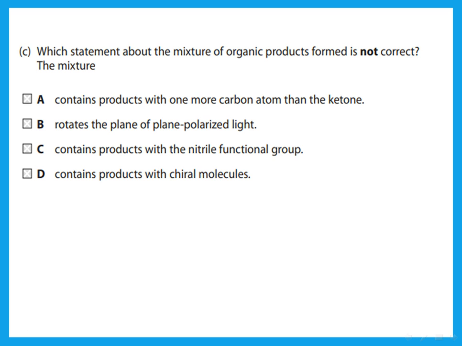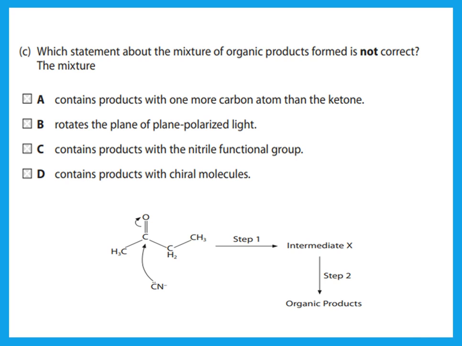Which statement about the mixture of organic compounds formed is not correct? So which of these is not correct? He's talking about this reaction, of course, and he's saying the organic products of this reaction. Which statement is not correct? If you look at this one, he's saying it will rotate the plane of polarized light. No, we said when the nucleophile attacks on the carbonyl, it can attack either from the front or from the back, and that means a racemic mixture is formed, and the racemic mixture will not have any effect on the plane of polarized light.